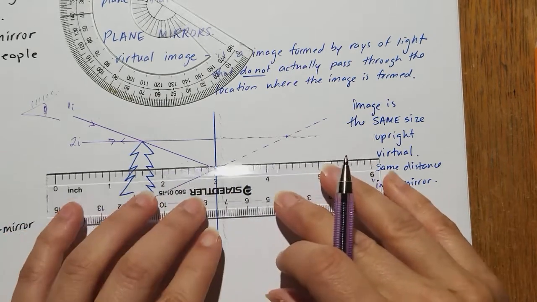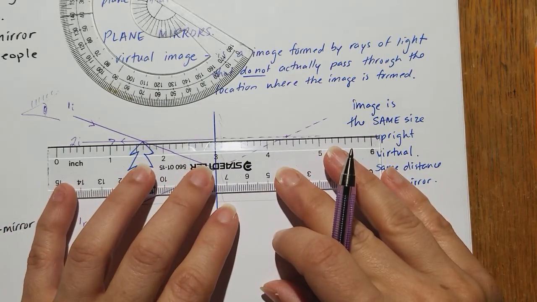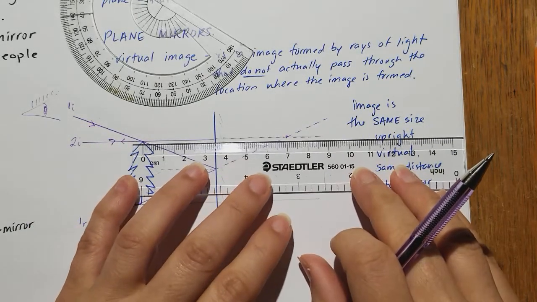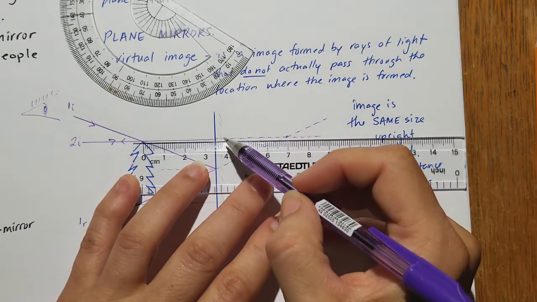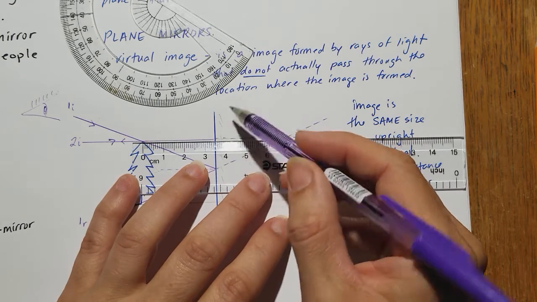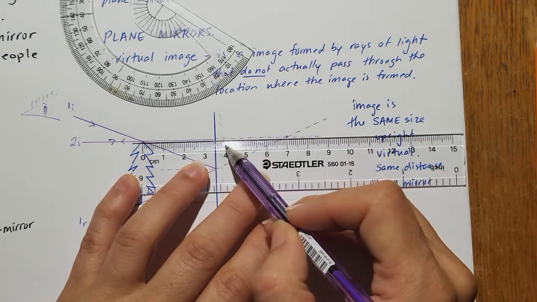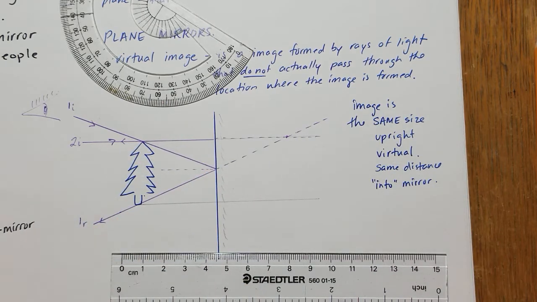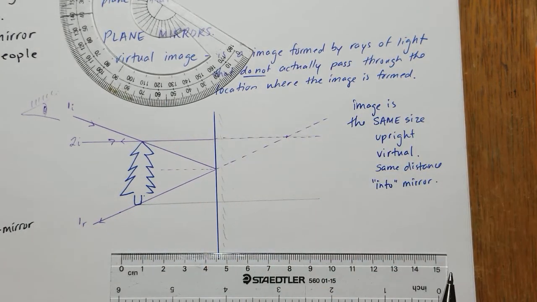Now, just to show you, let's see how far away that is. Let's do it in centimeters. Here we are. It's approximately 3.5 centimeters. Here's a half: 1, 2, 3, 3.5 centimeters, which is what I predicted. It is the same distance into the tree.